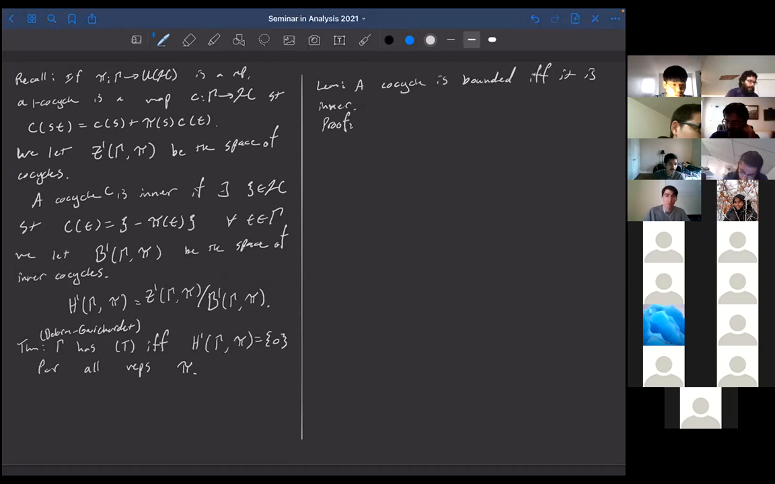All right, so let's go ahead and prove this. So one direction is obvious, that the inner cocycles are bounded. So we just need to prove the other direction. And for this, we're going to use another convexity type property of Hilbert spaces, which is that any bounded set has a unique Chebyshev center. So let me define what that means. Let's go ahead and set the set X equal to the range of this cocycle.